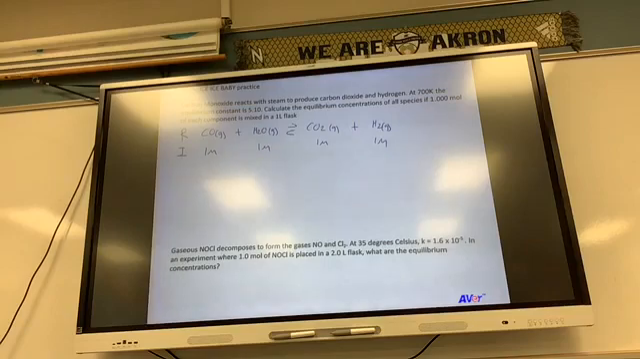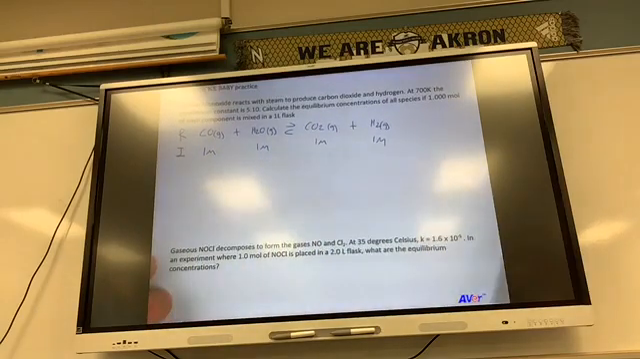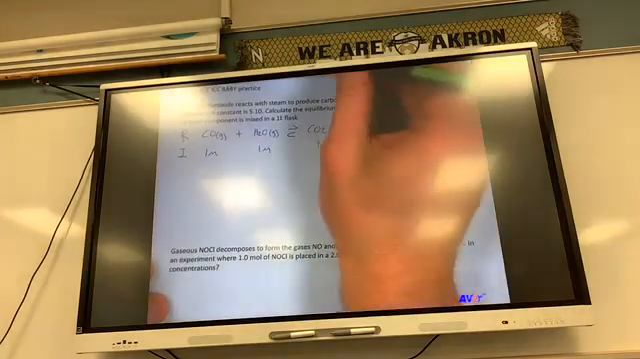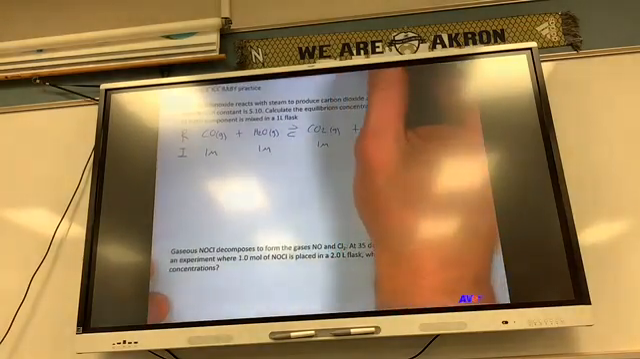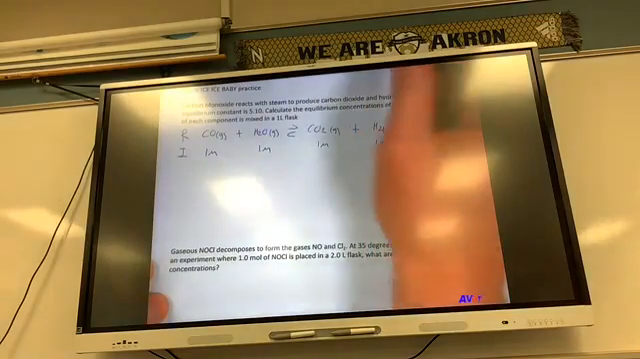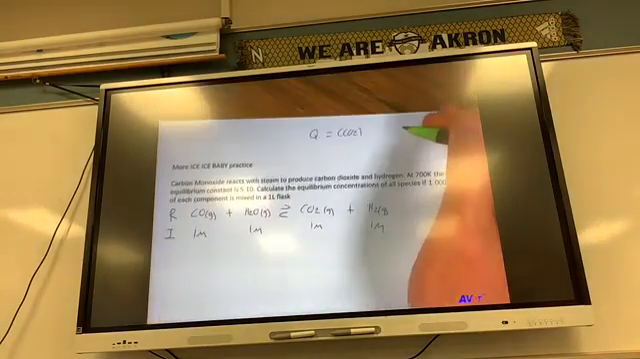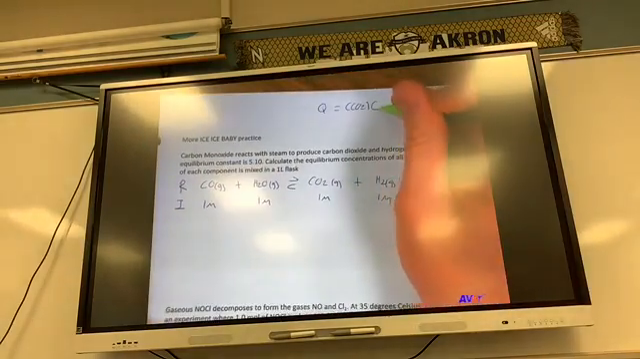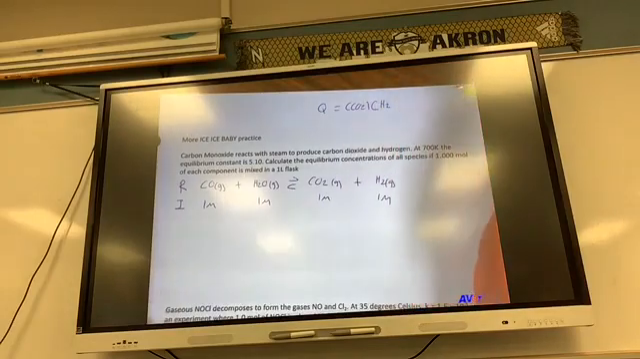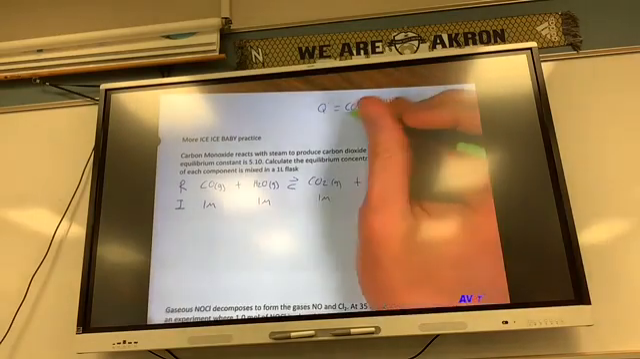Good question. Is it because the K is greater than 1? No. You're thinking of Ksp. The only way I know is I have to solve for Q first and compare it to K, because these are my initial conditions. So Q is going to equal, this is all gases, so they should be parentheses because these are gases, even though it doesn't say.